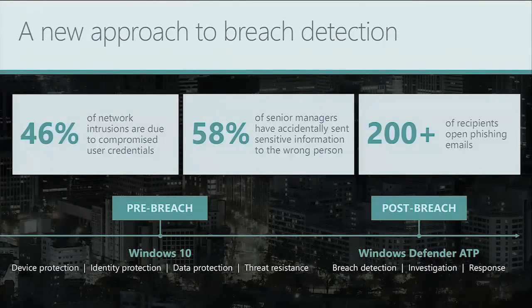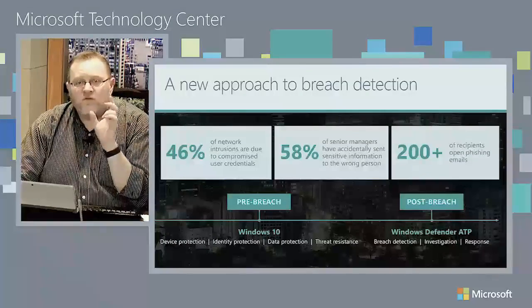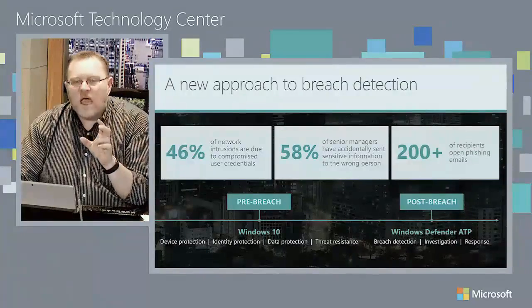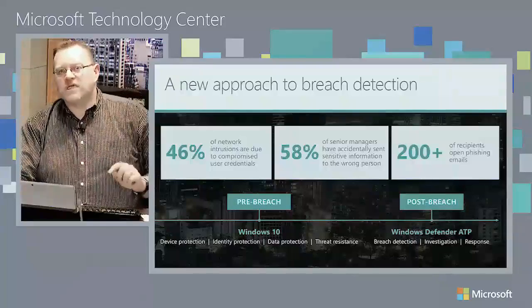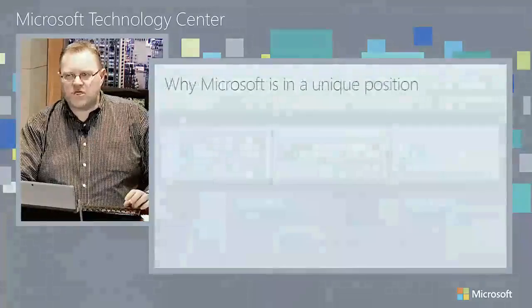The next part of this is where we have things like phishing emails and post-breach. And this is where Windows Defender ATP comes in. Detection, providing tools for investigation, and then lastly, responding as well. Because so many of these things are insidious in nature.